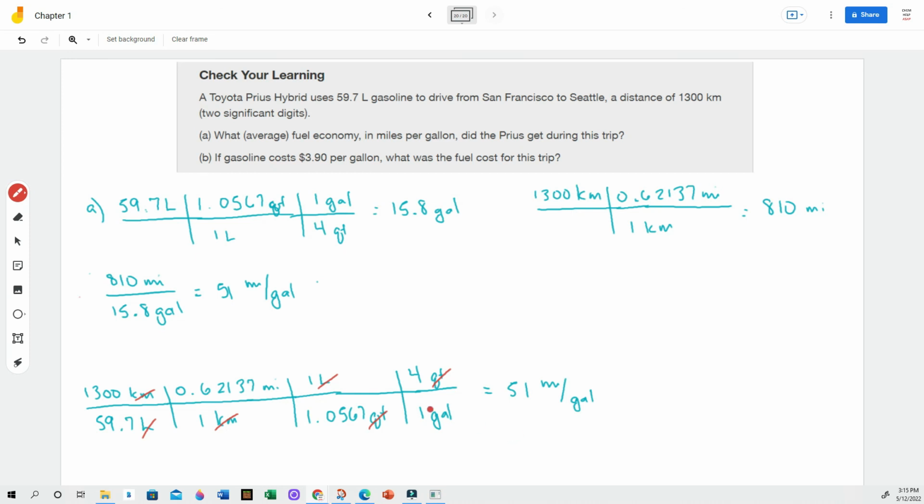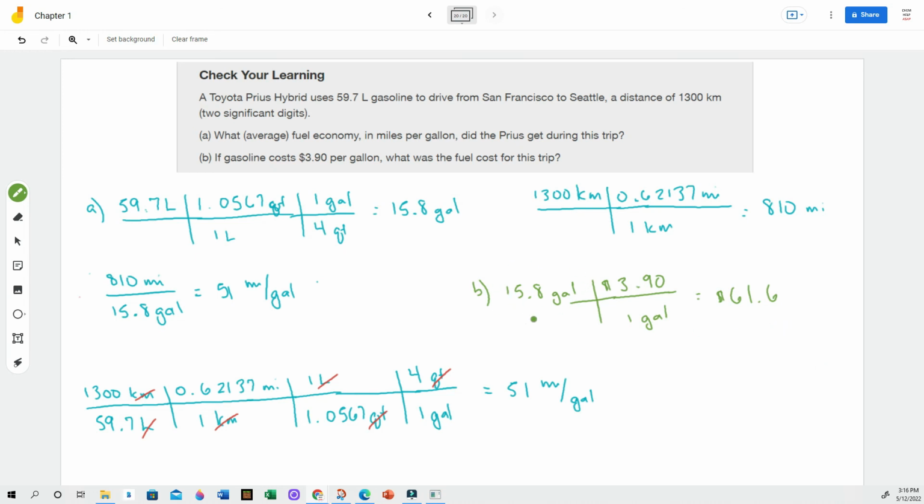Now let's tackle part B. So part B up here, we are given the cost per gallon and we want the fuel cost for this trip. This is where breaking it up into 2 sections helps because I already have my gallons. So I know I used 15.8 gallons and the cost here is $3.90 per gallon. And so that gives me a total cost of $61.60.